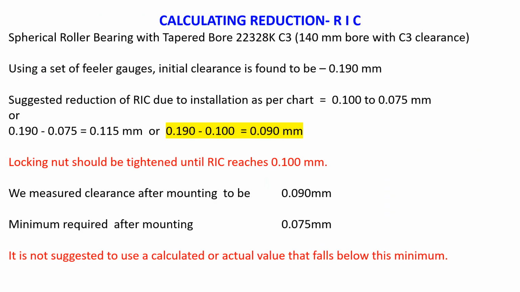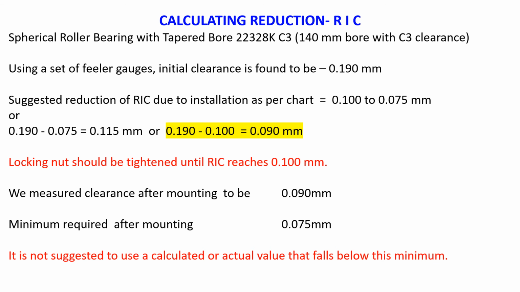We will continue the example of the same bearing. With the help of the feeler gauge, the initial clearance of the bearing was found to be 0.190 mm. It should be between 0.230 to 0.180 mm for a C3 bearing. So it's good.